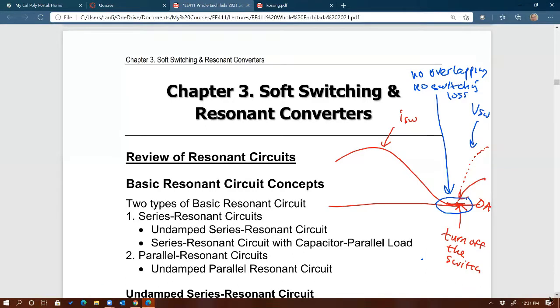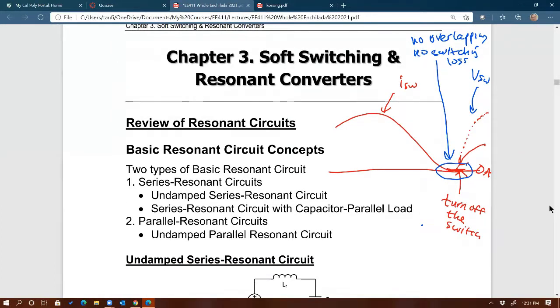And what's even more awesome about this is that you'll see later on that it is possible to get this, and the way to be able to prevent overlapping of the voltage and current is done through a very, very simple circuit.